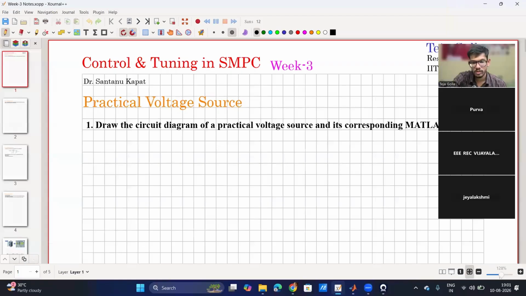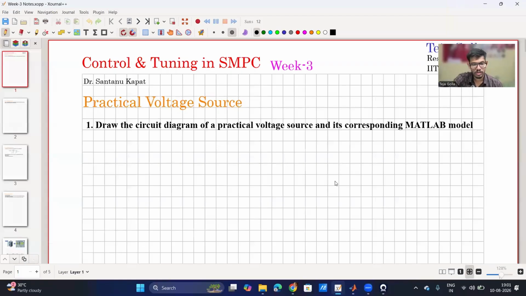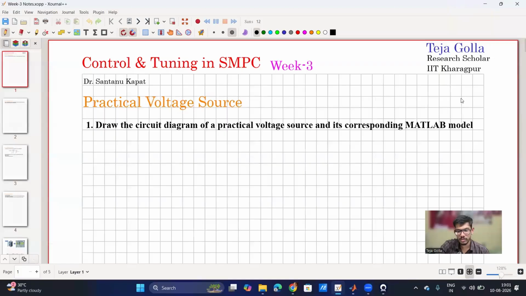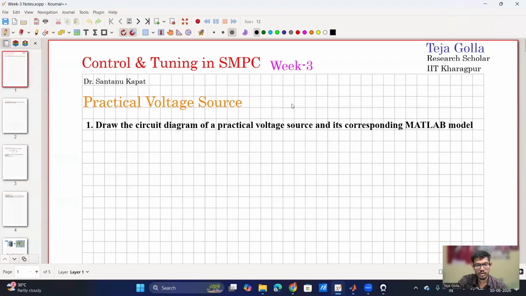Let me share my screen. Can you see my screen? Yes. Hello. Yes. So in week 3, sir has discussed practical voltage source and various modulation techniques, which we might have already covered in the last week. But again, we'll discuss if you have any queries regarding that.